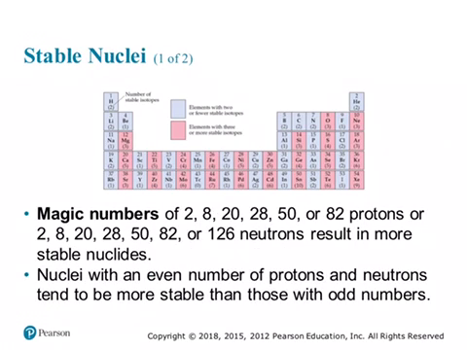This isn't something that you have to memorize. It's just an observation that scientists made. They refer to them as magic numbers: 2, 8, 20, 28, 50, or 82 protons, or 2, 8, 20, 28, 50, 82, or 126 neutrons will result in more stable nuclides. Nuclei with an even number of protons and neutrons tend to be more stable than those with odd numbers. So this is just one of those interesting factoids, if you will.